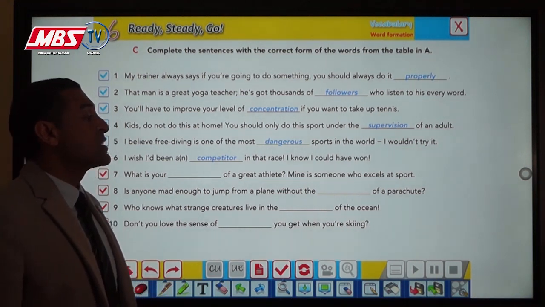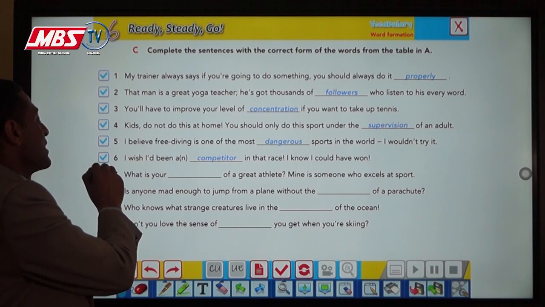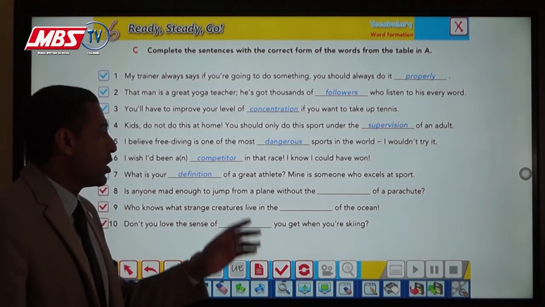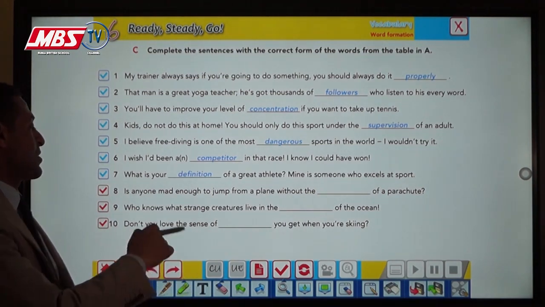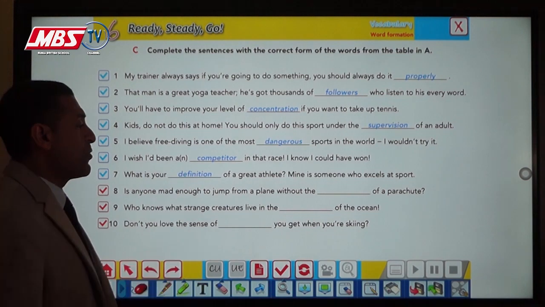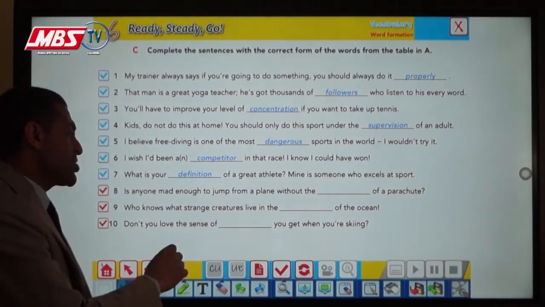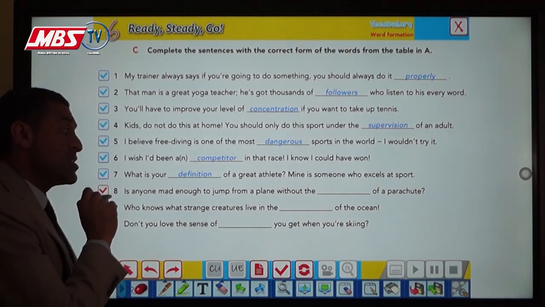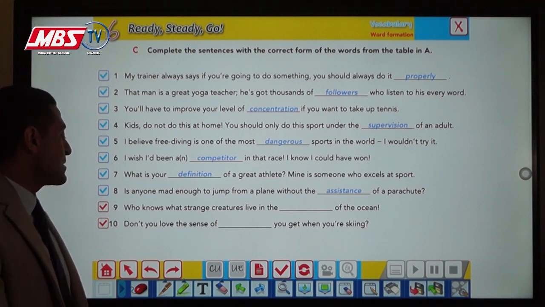What is your definition of a great athlete? Mine is someone who excels at sport. What is your definition of a great athlete? I am asking you about the definition of something. Is anyone man enough to jump from a plane without the assistance of a parachute? Without that, you need the word assistance.